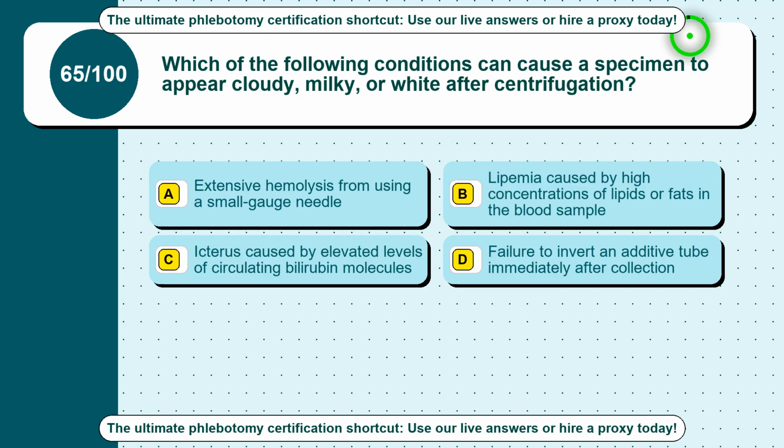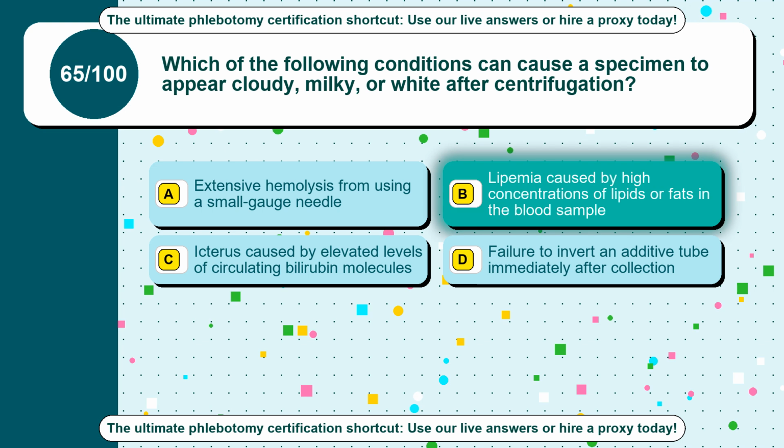Question 65. Which of the following conditions can cause a specimen to appear cloudy, milky, or white after centrifugation? Option A, extensive hemolysis from using a small gauge needle. Option B, lipemia caused by high concentrations of lipids or fats in the blood sample. Option C, icterus caused by elevated levels of circulating bilirubin molecules. Option D, failure to invert an additive tube immediately after collection. The correct answer is option B, lipemia caused by high concentrations of lipids or fats in the blood sample.